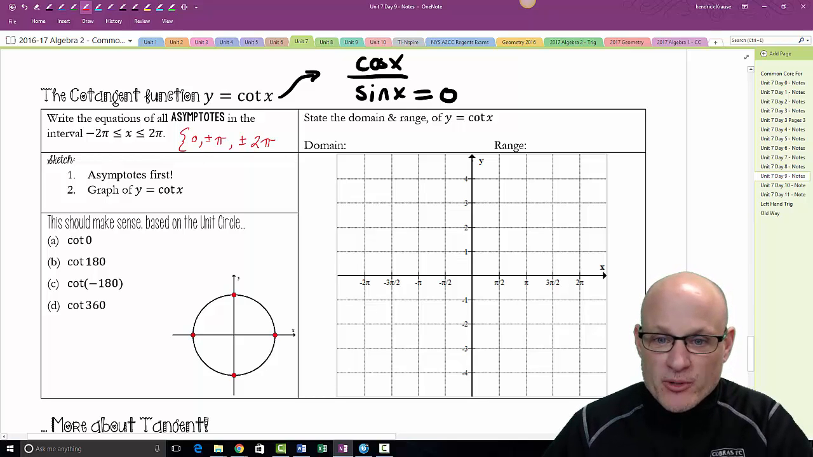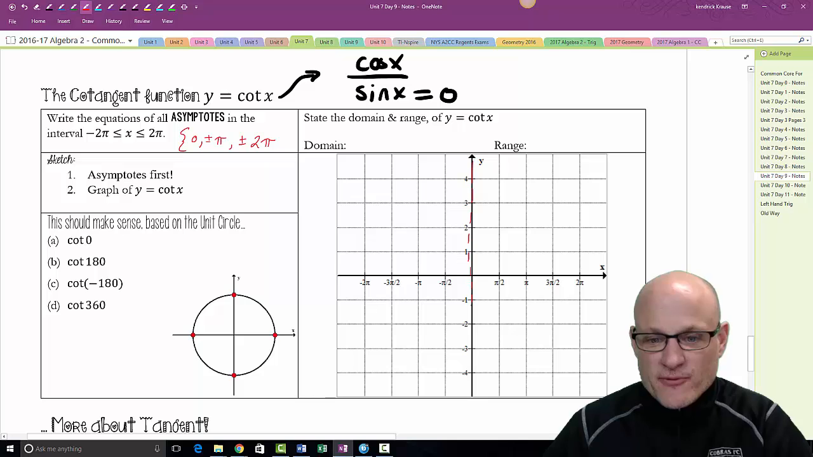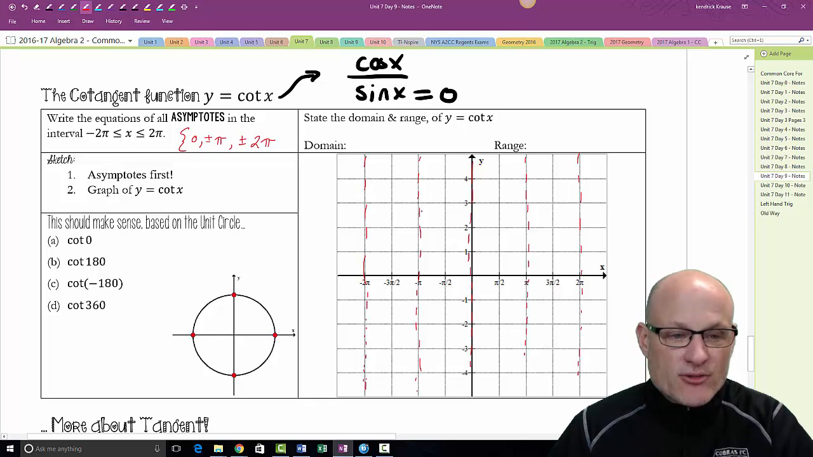So I have an asymptote here. Draw the asymptotes in first. Asymptotes at pi and at 2 pi and at negative pi and negative 2 pi. I feel like I'm saying Tupac. All right, draw our asymptotes in.